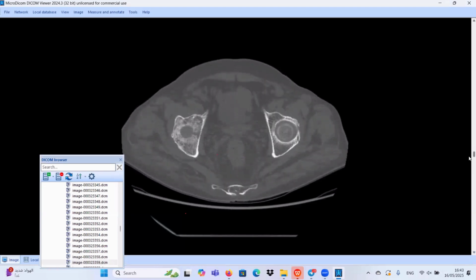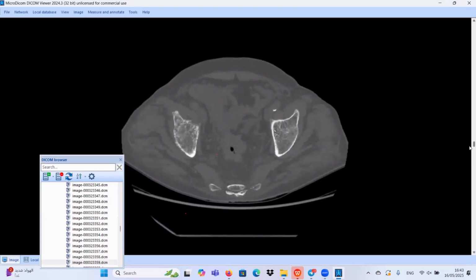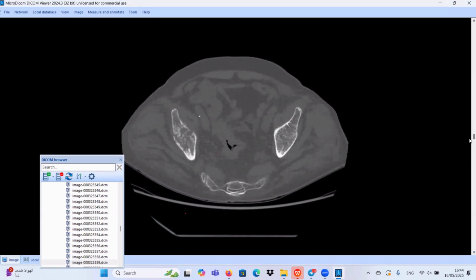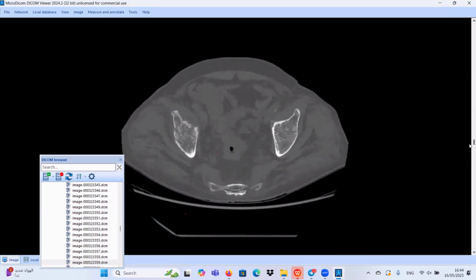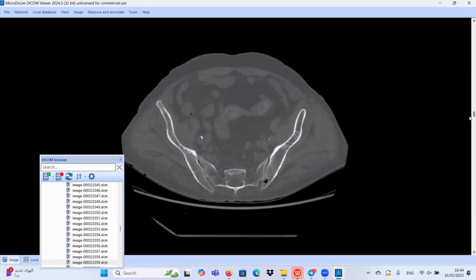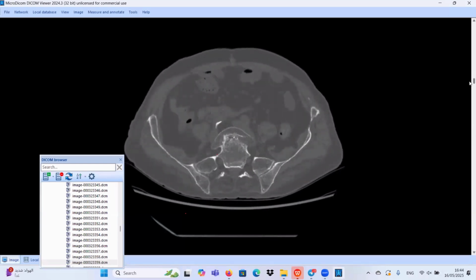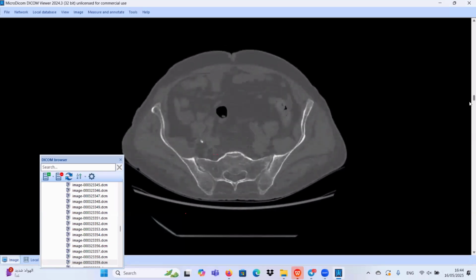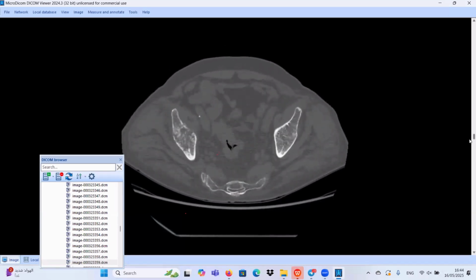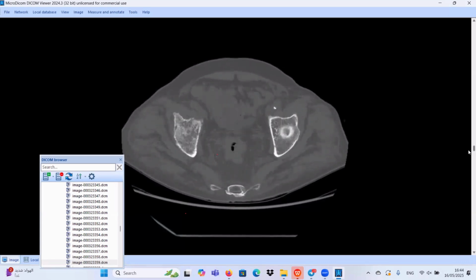I could appreciate an ill-defined lesion in the right iliac bone. There's a mixed lytic sclerotic lesion involving the right acetabulum with cortical break and mild surrounding periosteal reaction. I could not see any obvious soft tissue component. Now, considering the patient is of older age, I'm thinking of some aggressive pathology here.